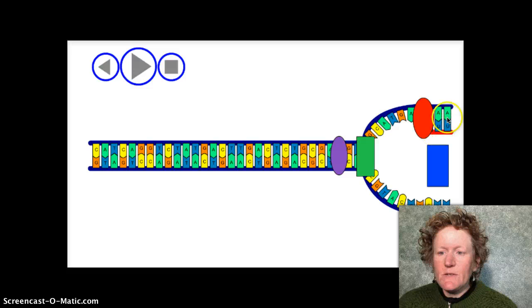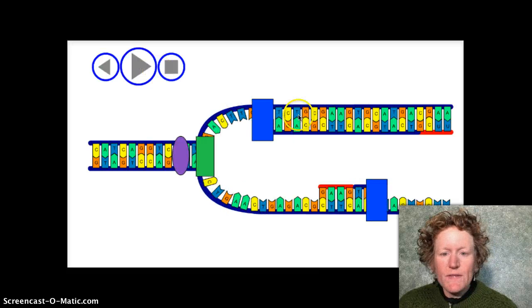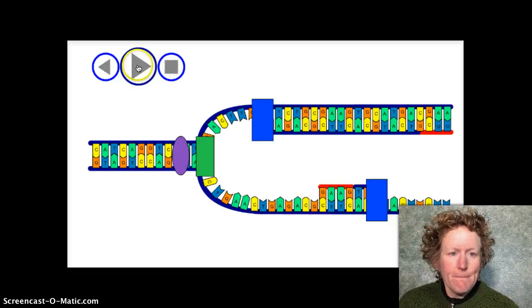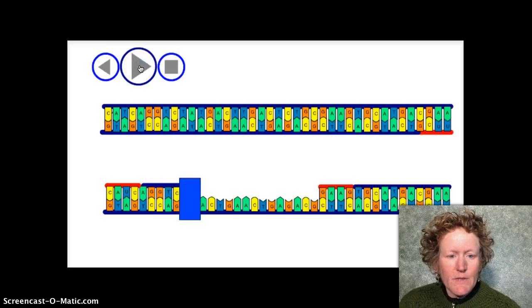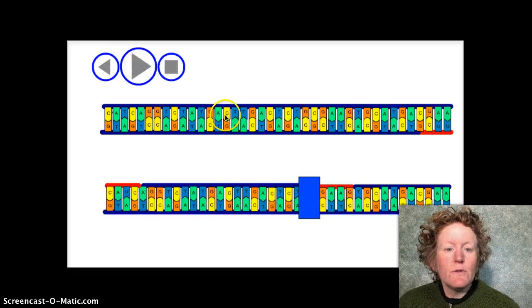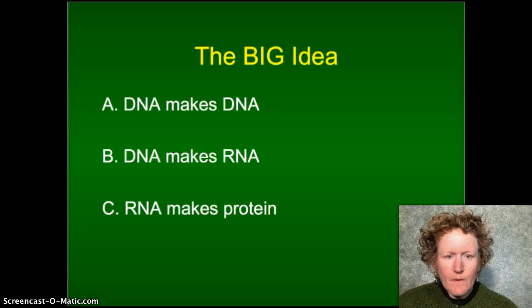And the DNA starts to be copied by other enzymes here. Let's play a little bit more. You can see that both sides of the DNA are used to make new DNA. Enzymes keep working and eventually you have two whole new strands of DNA. So the process we just looked at was DNA makes DNA. That's replication. What we're going to look at a little bit more is how DNA makes RNA.